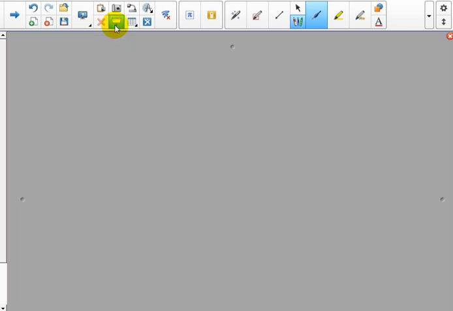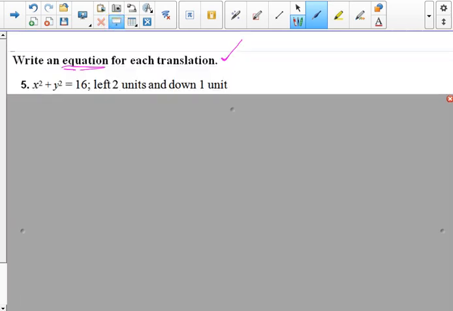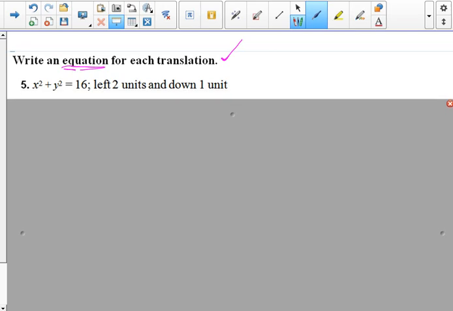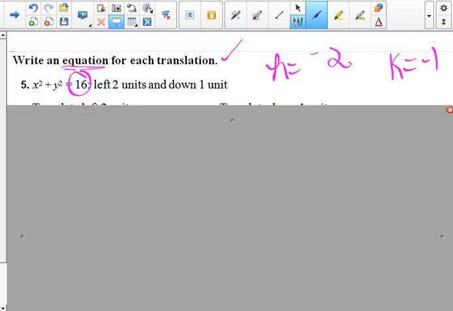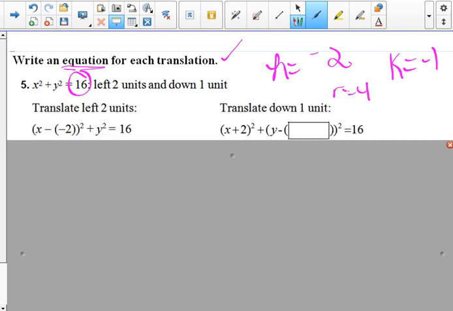So the first one says x squared plus y squared equals 16, and we're going to move it left 2 units. So our h is equal to -2, and down 1 unit. So our k is equal to -1 because it's moving down. And we know that 16 is r squared, so r must be equal to 4. So now we're going to start with that equation and plug in our h and our k.